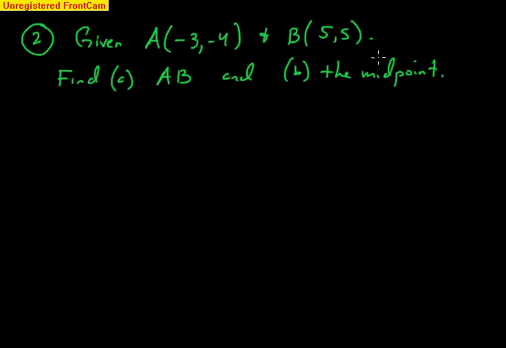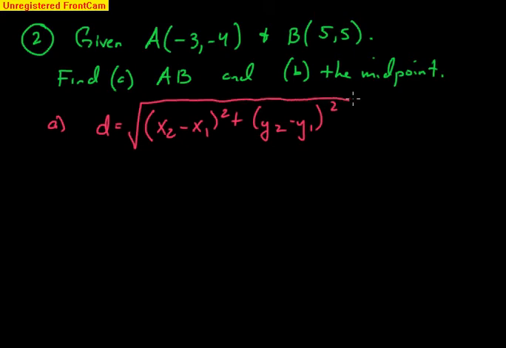Okay, so in this problem, I'm giving you 2 points, A at (-3, -4), and B at (5, 5). And you're in charge of finding AB, that's the length of AB, or the distance between A and B, and the midpoint. So, part A, we start with the distance formula. Distance equals the square root of (x2 minus x1) squared plus (y2 minus y1) squared. And that's, again, all in a square root. So we need to fill in these numbers. So the distance is AB.